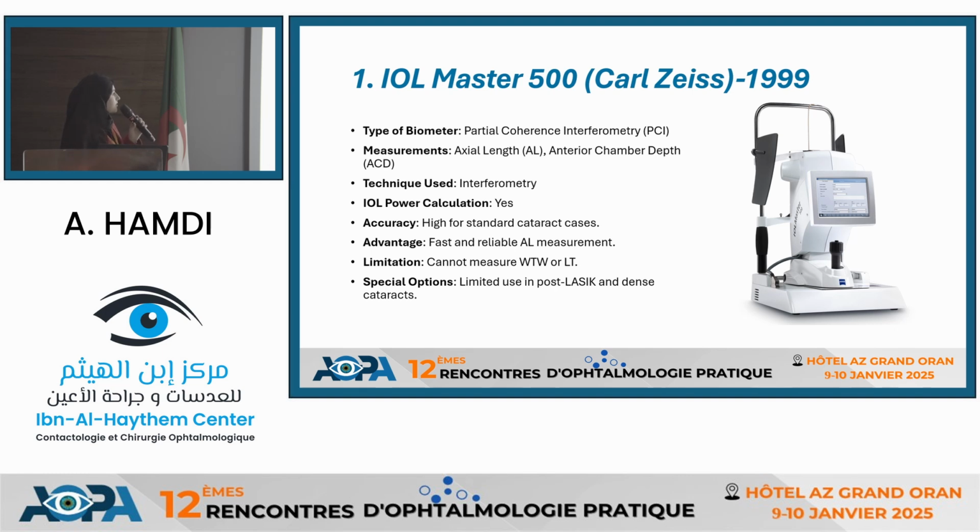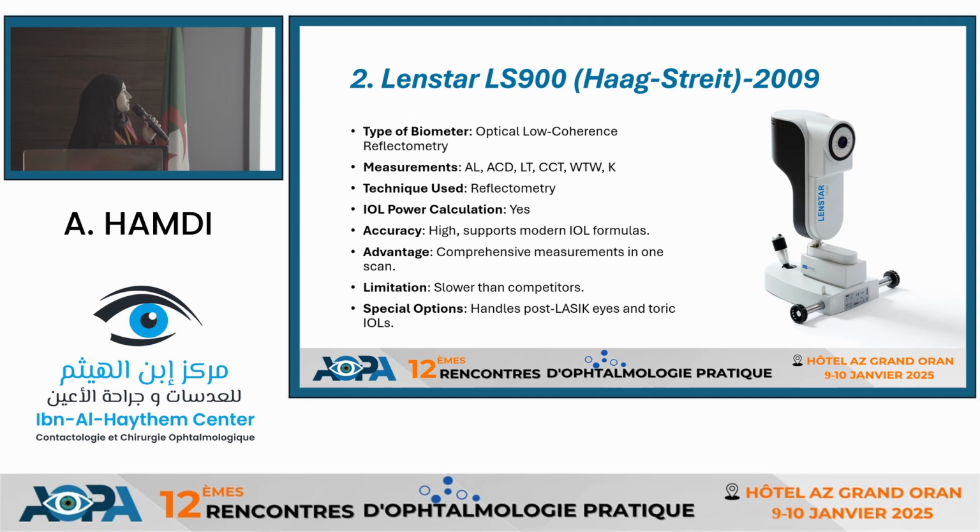Second, we have the Lenstar LS900. It's an optical low coherence reflectometry device. It comes with a lot of measurements that we've seen together. It does do IOL calculations. It's very accurate and supports multiple formulas. However, it's a bit slower compared to other devices.